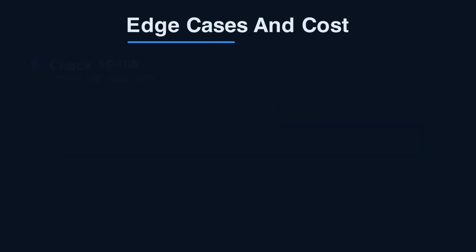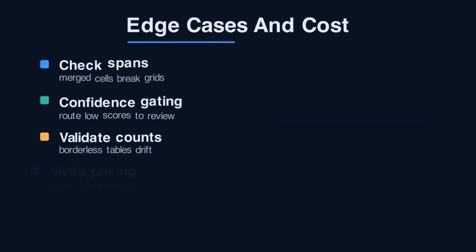A few hard-won notes. Merged and spanning cells are reported with rowSpan and columnSpan fields, so don't assume a clean grid. Check spans before you reshape. For scanned documents, confidence scores matter, and you should flag low confidence cells for human review rather than trusting them blindly. Orderless tables are where layout sometimes guesses wrong, so validate row counts against expectations.